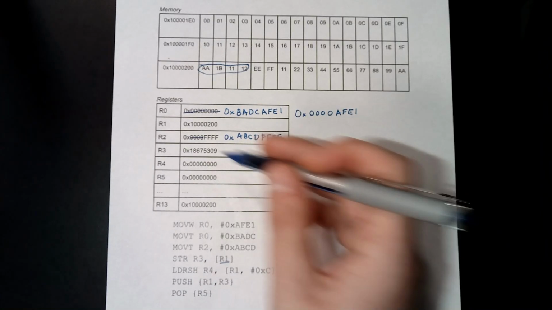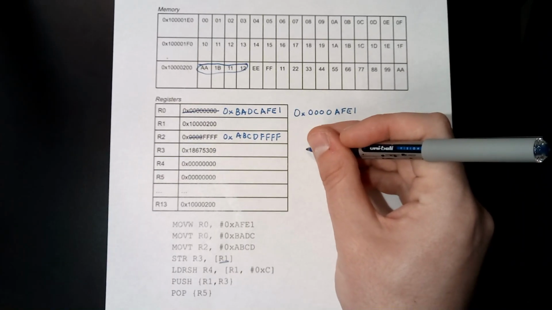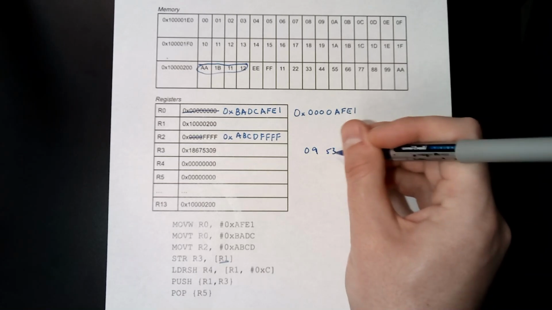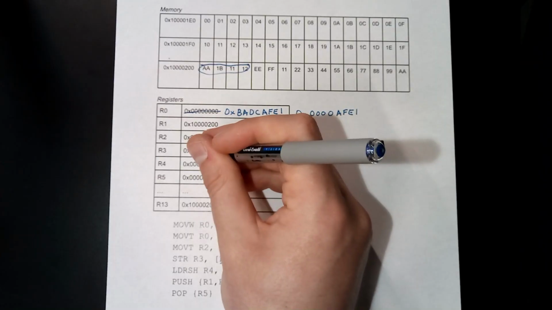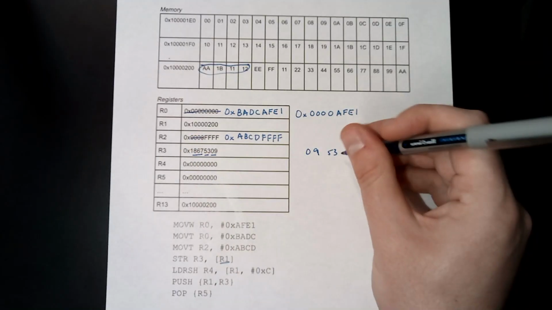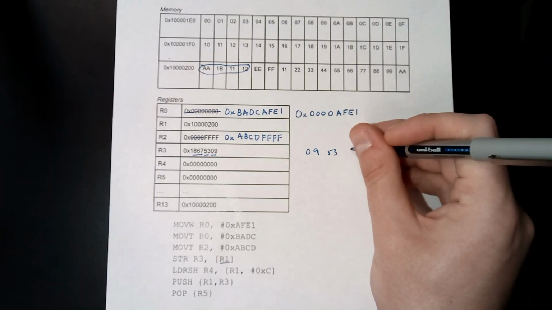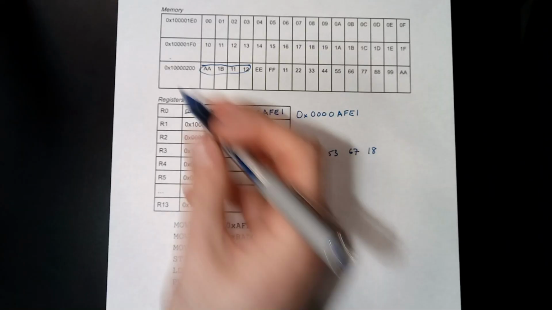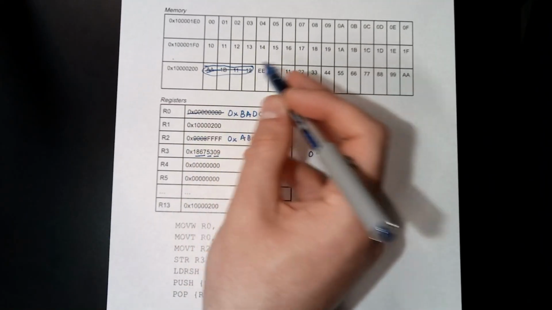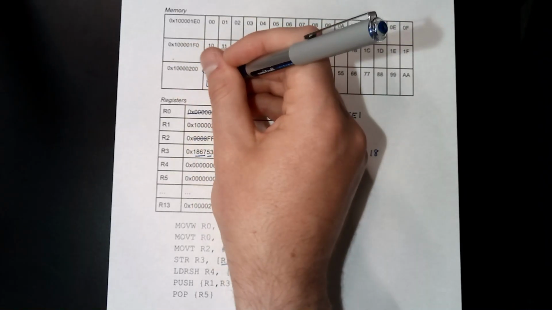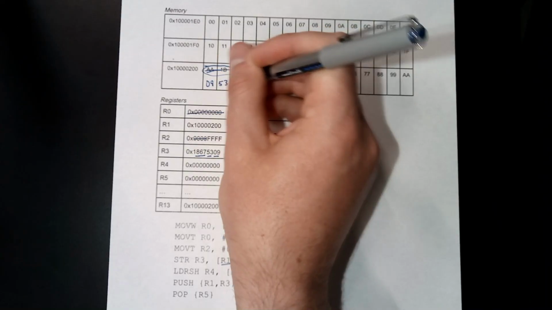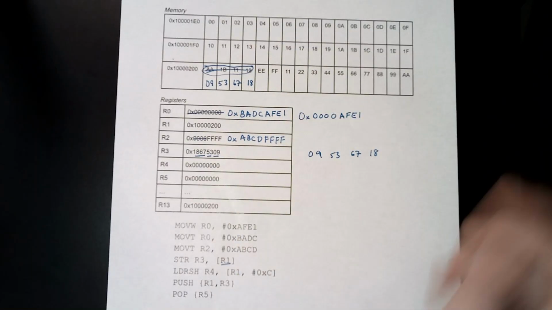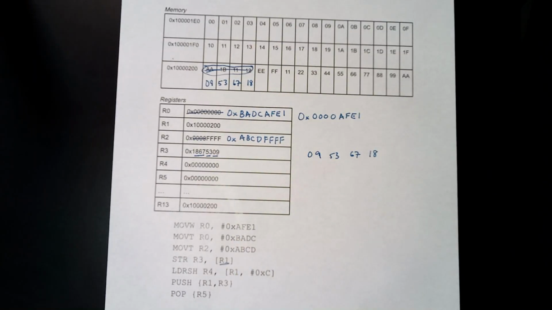Keep in mind the way R3 is written, we're going to want that in little endian order. So the little end is going to go first. So 09, 53. We're just basically looking at each 2 digits as a byte. So 0953, 6718 is what it's going to look like in memory. So then we're going to overwrite the bits that we found earlier with those values: 09, 53, 67, and 18 are going to go there. So that's the store instruction modifying that.